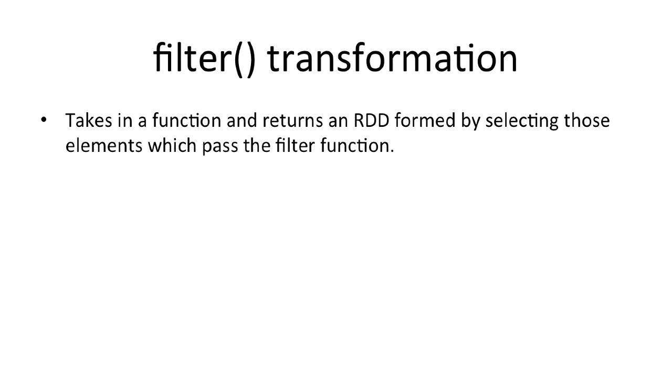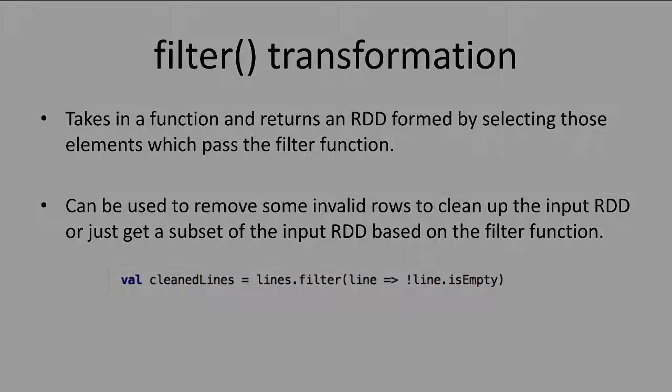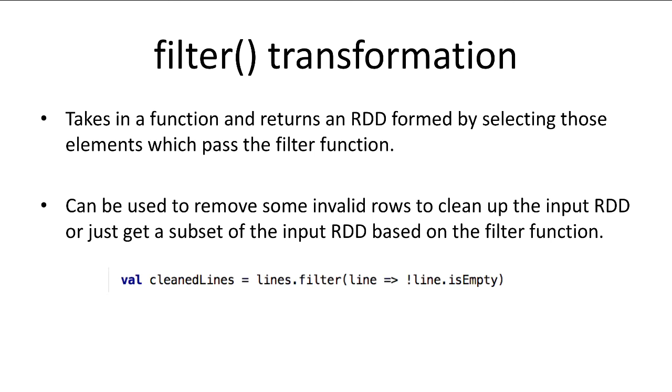The filter transformation takes in a function and returns an RDD formed by selecting those elements which pass the filter function. The filter function can be used to remove some invalid rows to clean up the input RDD or just get a subset of the input RDD based on the filter function.